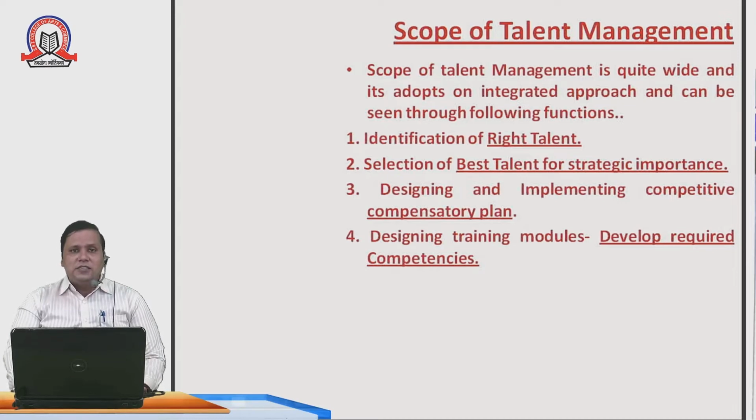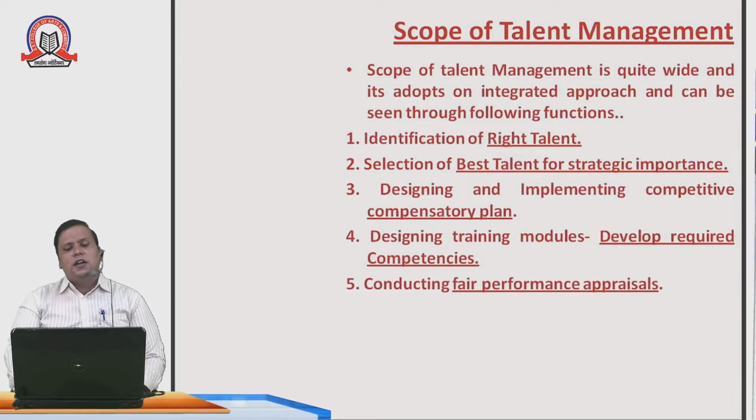Then comes designing training modules. What sort of trainings are required? Some people require training in soft skills, some people require training in process, some people require training in personnel management. So depending upon the need of every person, depending upon the need of the organization, the required competencies are developed and people are given training and development programs.